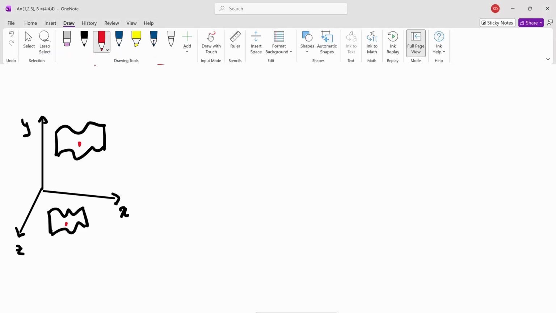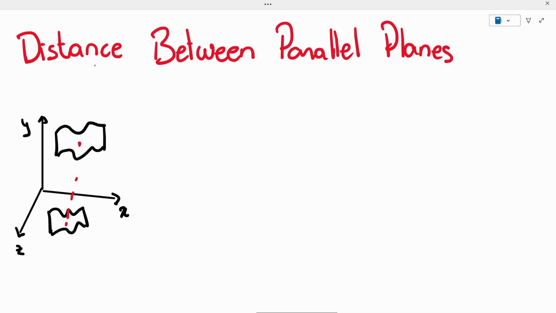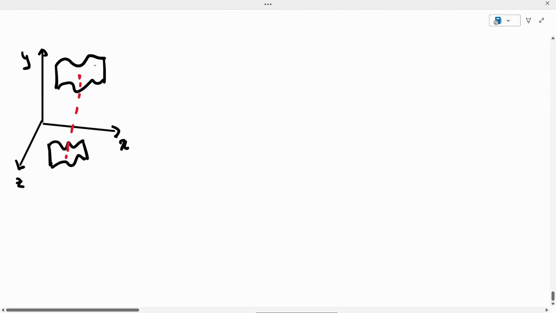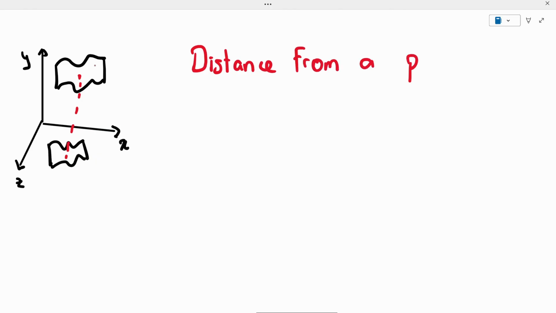So the distance is really the perpendicular distance between these 2 points. And the perpendicular distance or magnitude is something that we saw before, right? So before we do the distance between parallel planes, let's see if we could do the distance from a point to a plane.